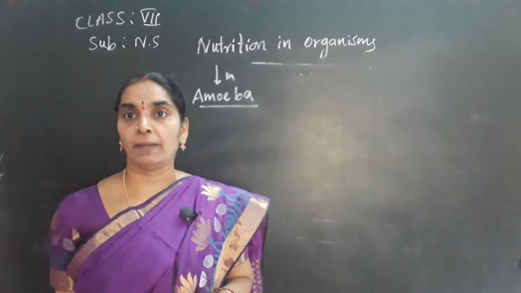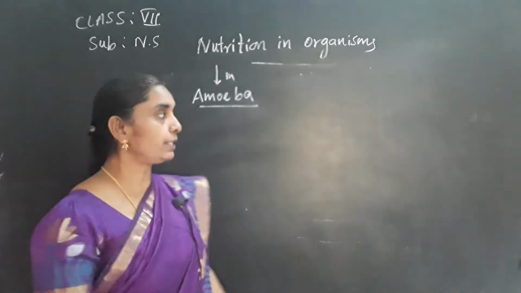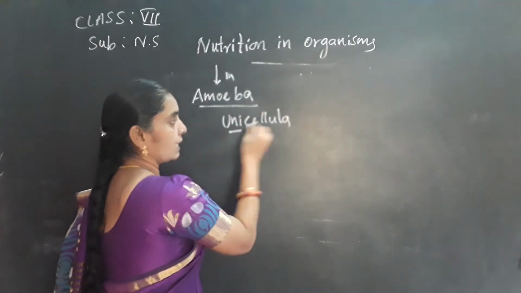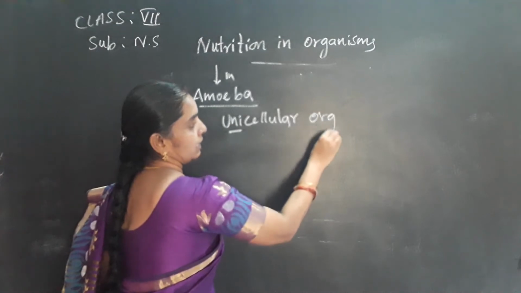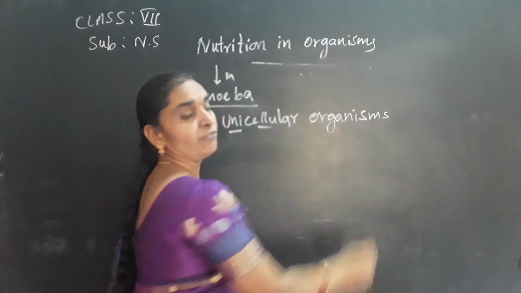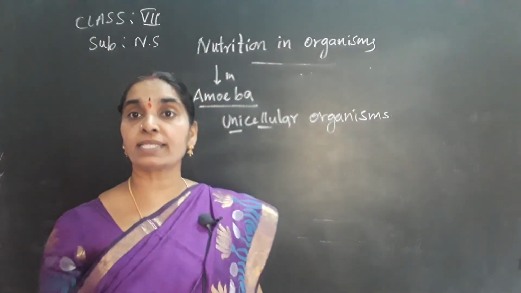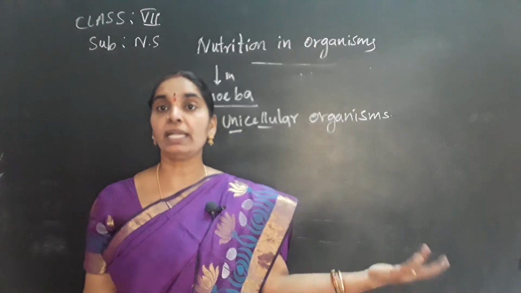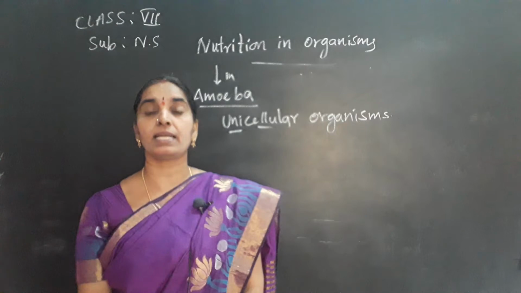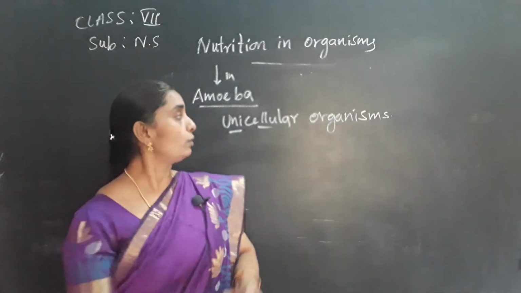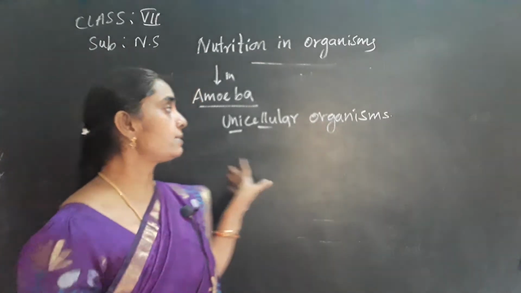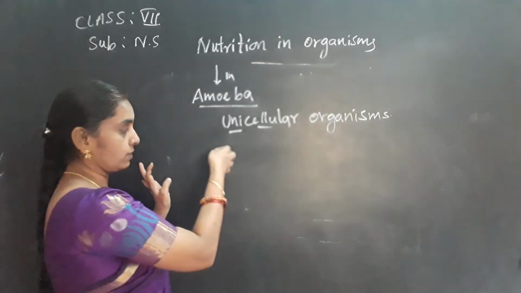Nutrition in amoeba. What is this amoeba? As I said, this is a unicellular organism. Uni means single. Single cell performs all the life processes. What are the life processes? As I said earlier: ingestion, digestion, absorption, assimilation, egestion. These are all the life processes that are performed in our body. So these are performed in amoeba by only a single cell. So this single cell performs all the life processes.